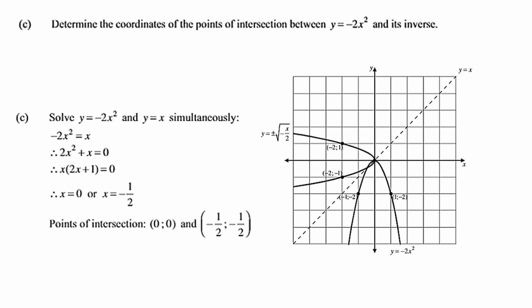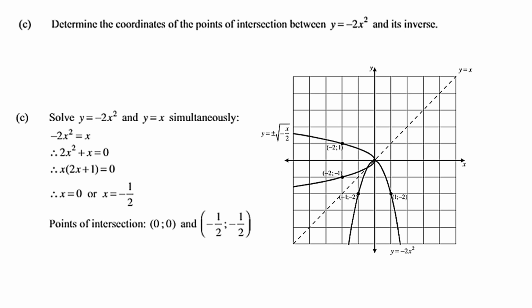So therefore we do simultaneous equations of y equals minus 2x squared and the other equation is y equals x. So equate the two and then you get minus 2x squared equals x. Therefore 2x squared plus x equals 0. x is a common factor. You get x into 2x plus 1 equals 0. So therefore x is 0 or x is negative a half.